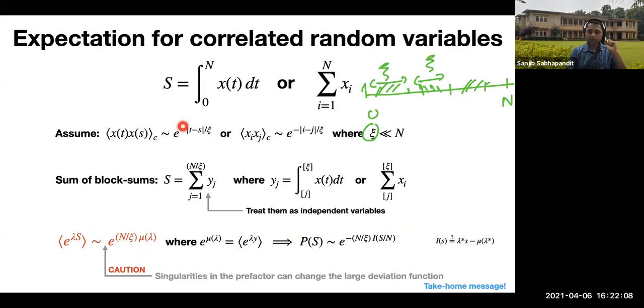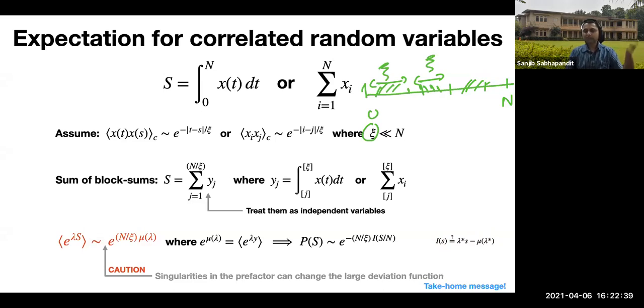Although this correlation is weak, although it's decaying exponentially, since these are not independent, there can be a prefactor here. And usually you neglect this prefactor as a subleading term, and this is what gives you the large deviation function. So you can do this as long as your prefactor is analytic. But if this prefactor contains singularities, you can no longer throw it away by saying that this is a subleading term, and that contributes to your large deviation function.